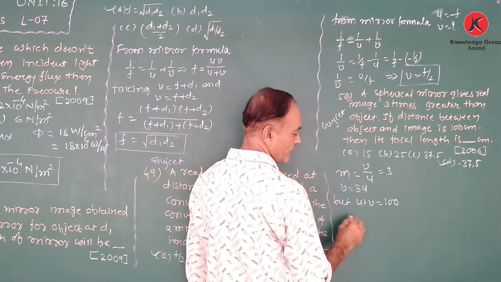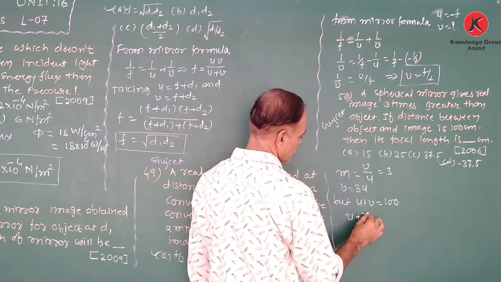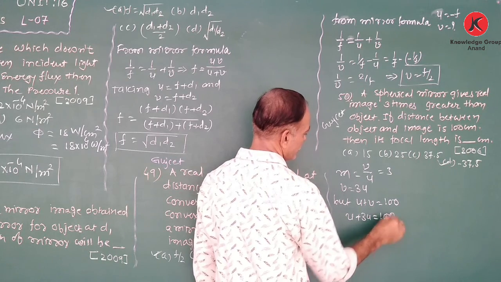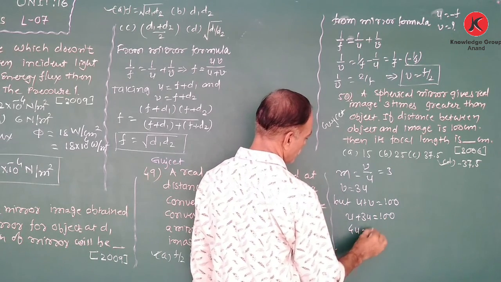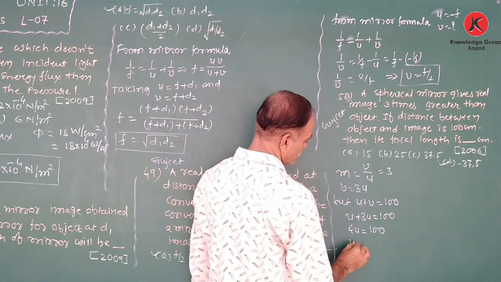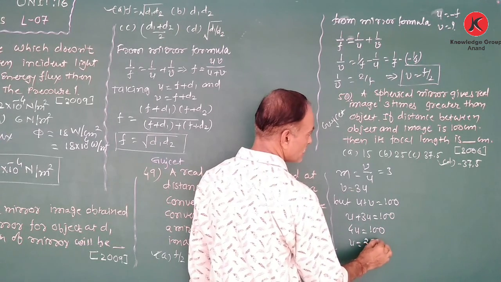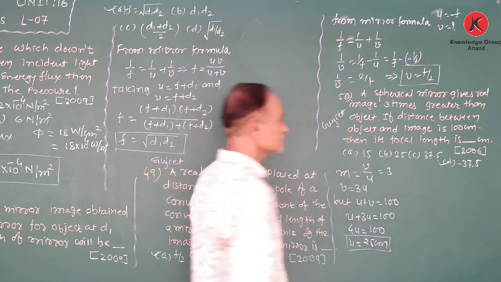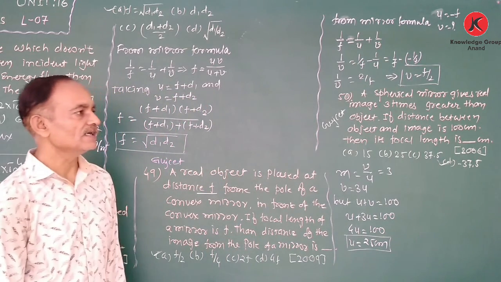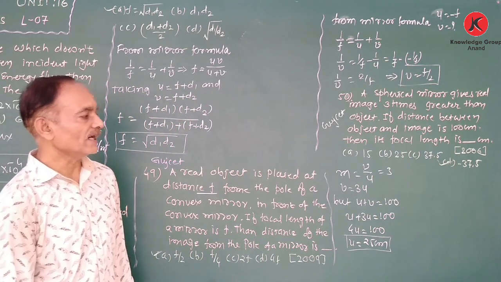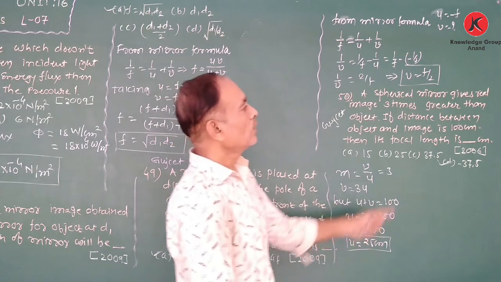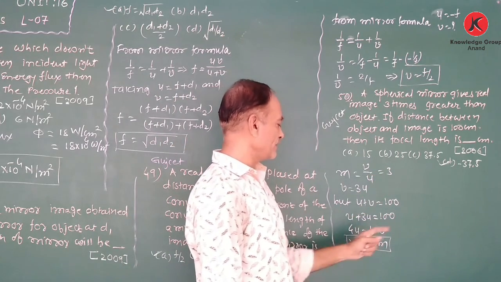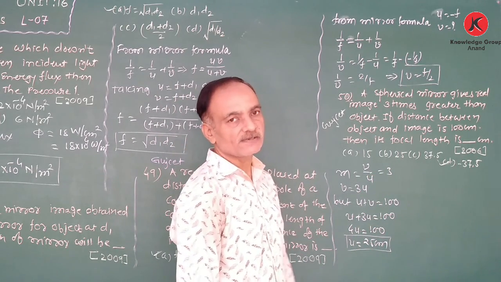Substitute the value of v, so u plus 3u is equal to 100. So 4u is equal to 100, so u is equal to 25 centimeters. We require the focal length. Now, the focal length we have to find out. Magnification is given, u is given.